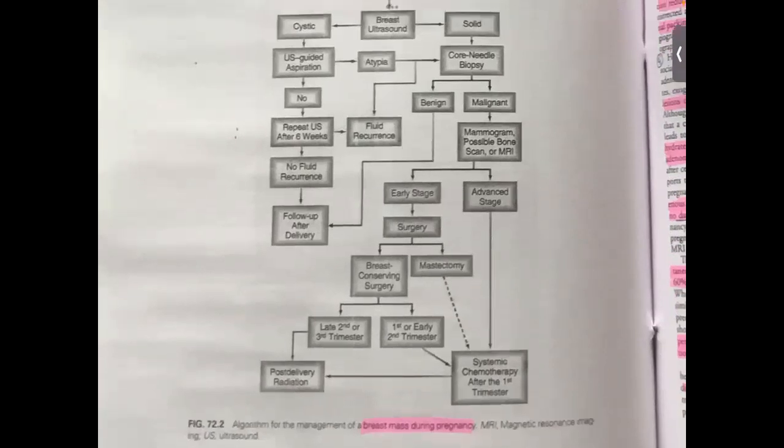For a cystic lesion, USG should be repeated after 6 weeks. If fluid recurrence occurs, then we should again do evaluation. If there is no recurrence, follow up after delivery, just like a normal breast cyst.